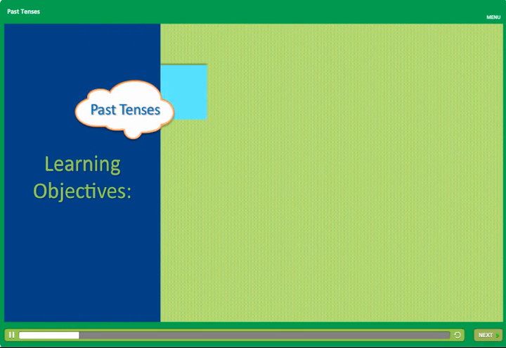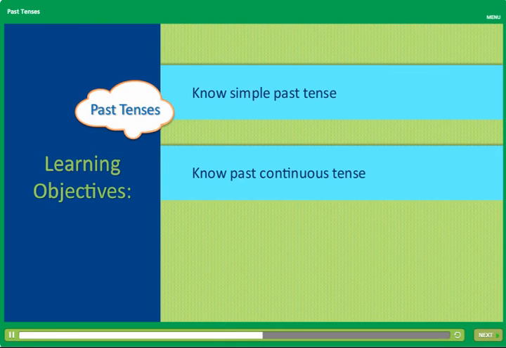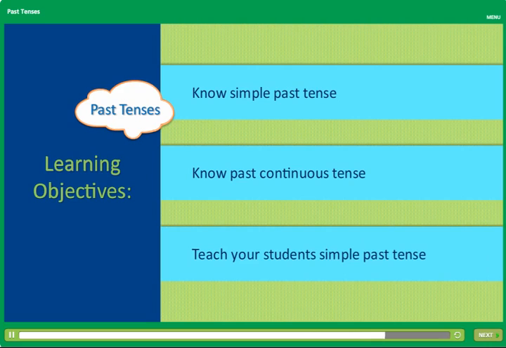At the end of this lesson, you will know how to use simple past and past continuous tenses. You will also be able to teach simple past tense to your students.